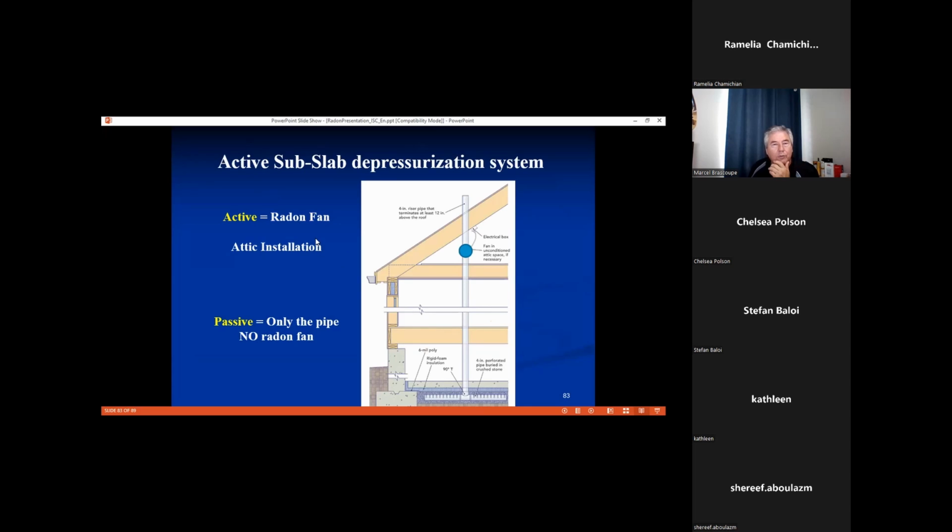Active systems. When we talk about an active system, essentially in that passive vent, we're simply cutting the pipe and putting in a fan. So here's an attic installation. We cut the pipe and put in the fan. A passive system is only the pipe, no radon fan, no electricity.